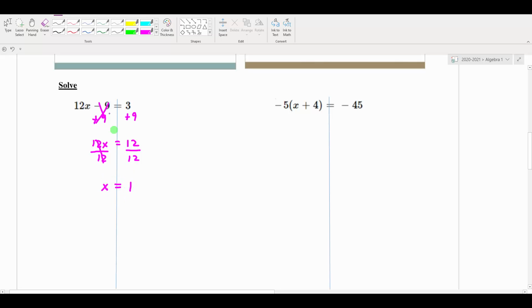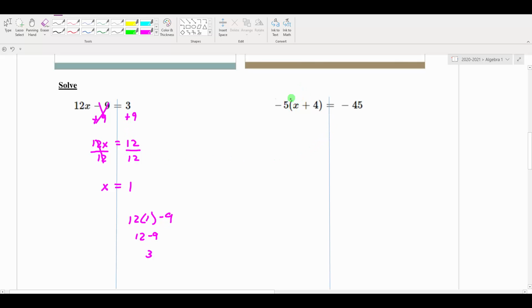And if I were to take that 1 and plug it into my original equation, let's give it a try. So we would do 12 times 1 minus 9. Right? 12 times 1 is 12. 12 minus 9 is 3, and that is what we wanted, right? Remember, we wanted to find a value of x that made the statement true. So if I plug a 1 in there, I get a 3 out, which is exactly what we were looking for.